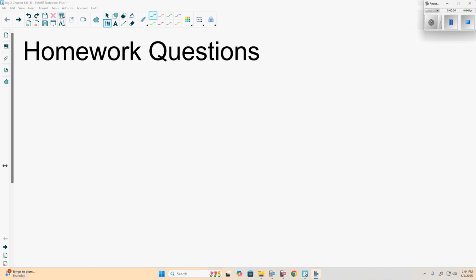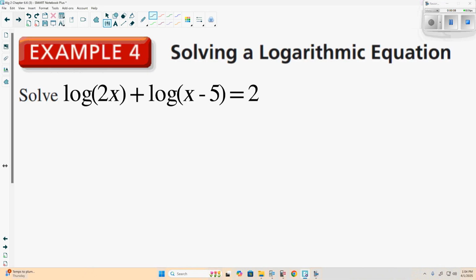All right, guys. What we're doing today is more solving logarithmic equations, but it's not a whole lot different than what we did yesterday, as our main steps that we had yesterday still hold true for these here.